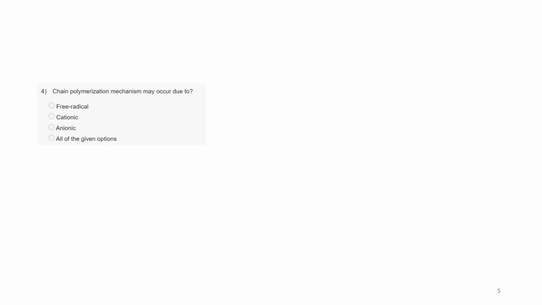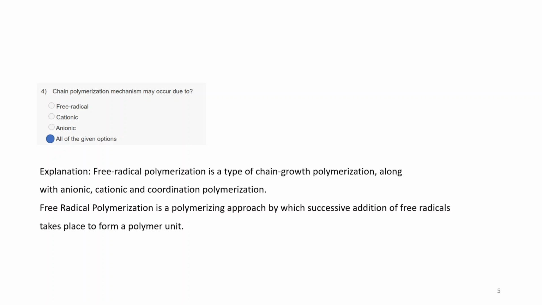Next question is, chain polymerization mechanism may occur due to. Your options are free radical, cationic, anionic, or all of the given options. So the correct answer here will be all of the given options. Explanation: free radical polymerization is a type of chain growth polymerization along with anionic, cationic, and coordination polymerization. Free radical polymerization is a polymerizing approach by which successive addition of free radicals takes place to form a polymer unit.